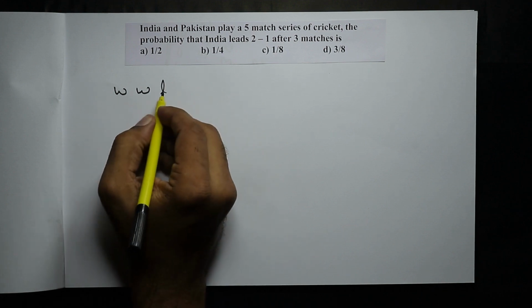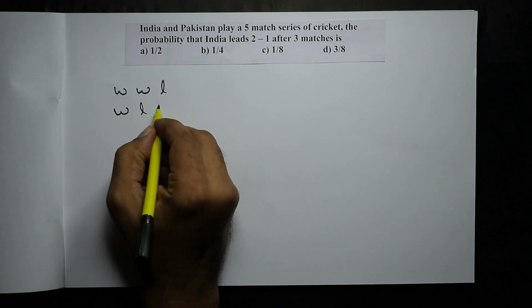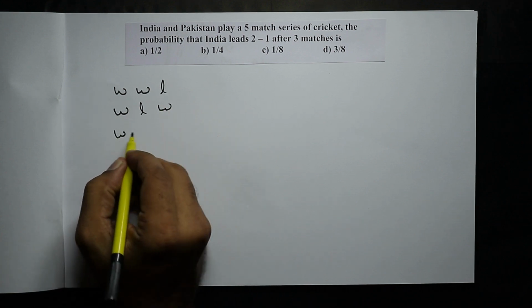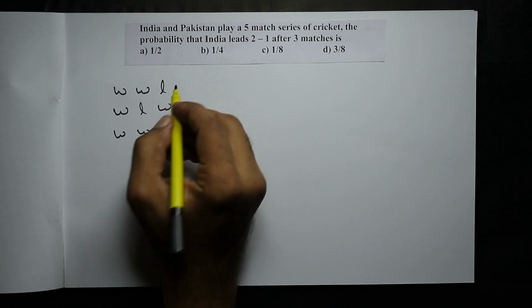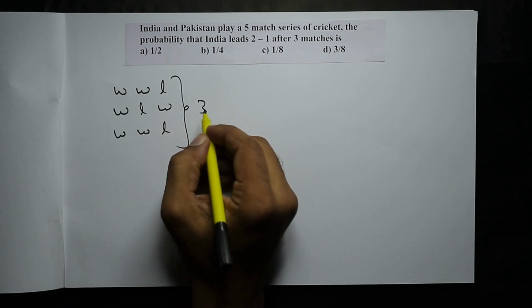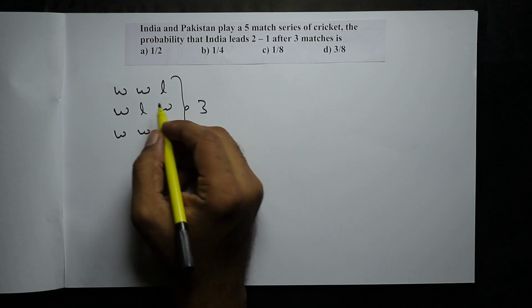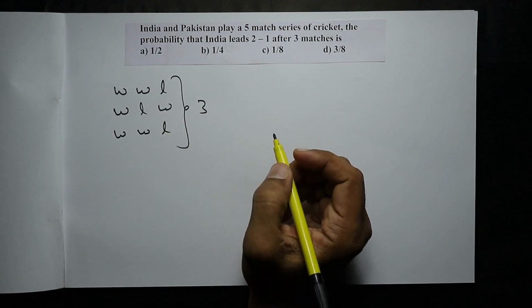Also, it can be interchanged. It can be win, loss and win. So you have 2 wins and 1 loss. Or you can have 2 wins and 1 loss. So these are the 3 favorable outcomes. Now probability can be calculated as number of favorable outcomes by total number of outcomes.